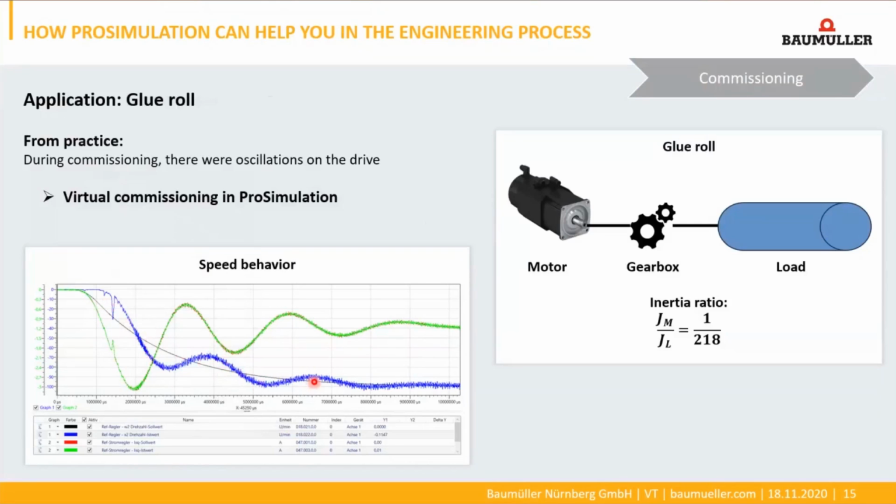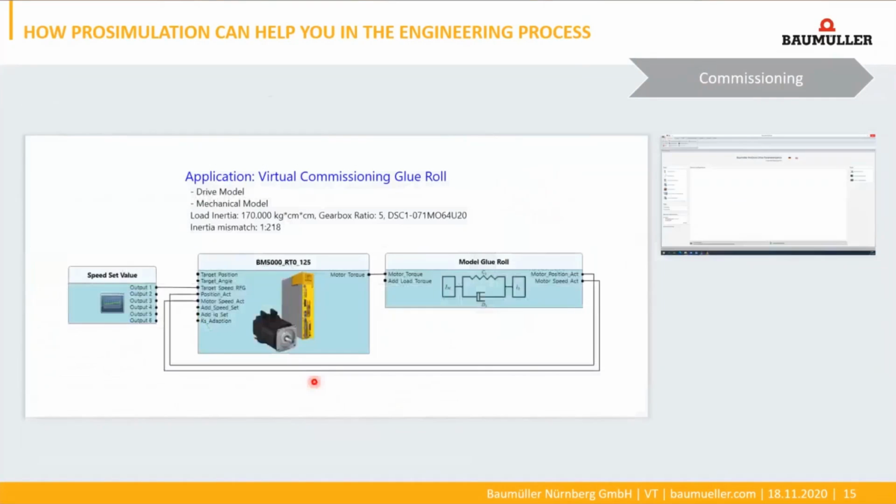The on-site employee asked us if we could help him to improve this problem. Therefore, we carried out a virtual commissioning with ProSimulation at our workplace. To do this, we first created the simulation model in ProSimulation. This is shown in the picture. It consists of the customer specification, in this case the speed set value, the drive and the motor model from our components, and the customer's mechanics, in this case the inertia and stiffness from the roll.